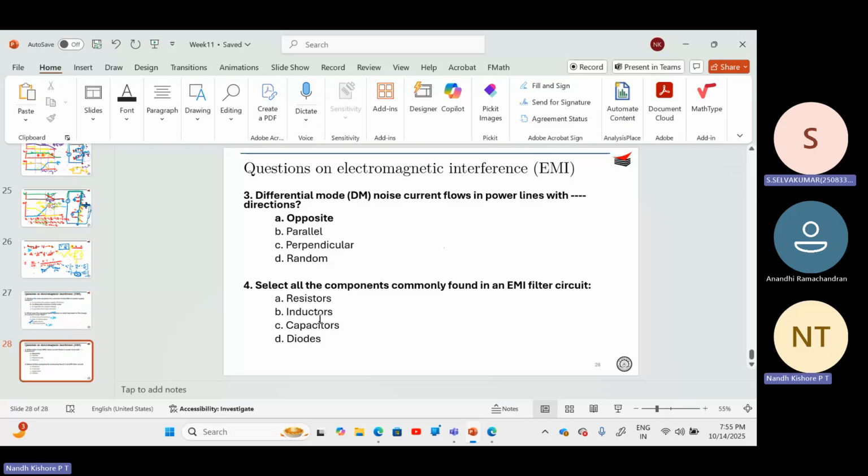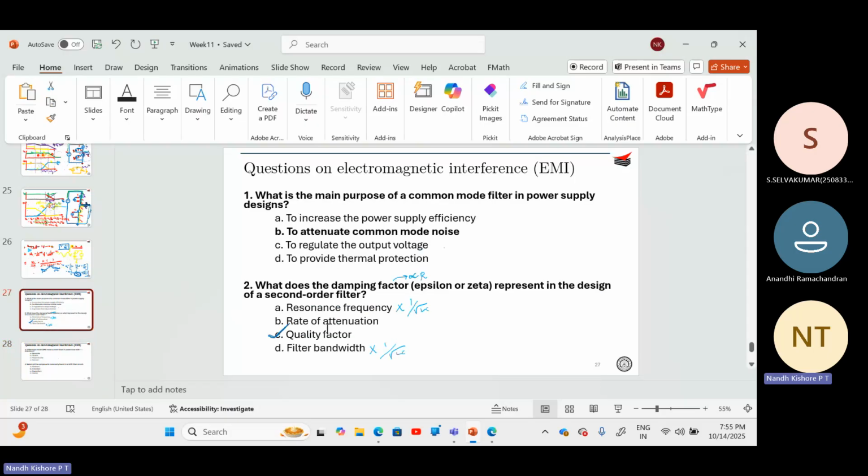Will it be resistor, inductor, capacitor, or diode? Sorry? Inductor, yes, correct. So it will be inductors and capacitors. Okay. Fine. So these are all very simple questions only, right? Just the second question was kind of tricky.